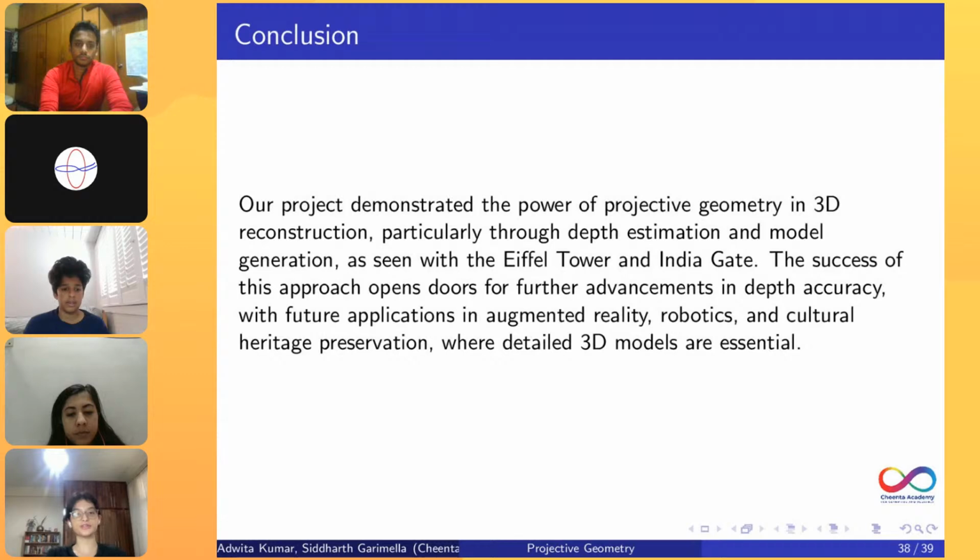Our project demonstrated the power of projective geometry in 3D reconstruction, particularly through depth estimation and model generation, as seen with the Eiffel Tower and India Gate. The success of this approach opens doors for further advancements in depth accuracy, with future applications in augmented reality, robotics, and cultural heritage preservation, where detailed 3D models are essential. Next slide.